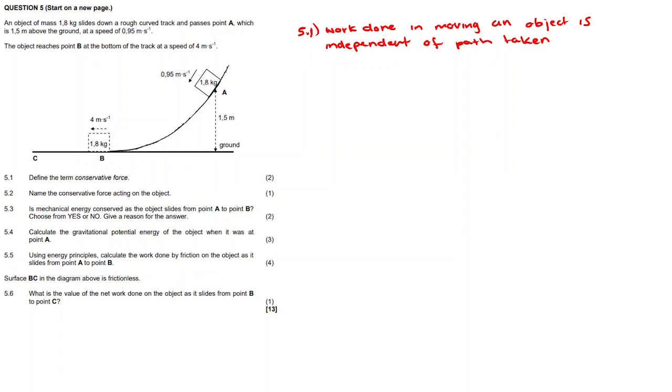Question 5.2. Name the conservative force acting on the object. So, as we can see, the object is sliding down the curved track, and the conservative force that acts on it would be gravity, as that's what's pulling it down the track.